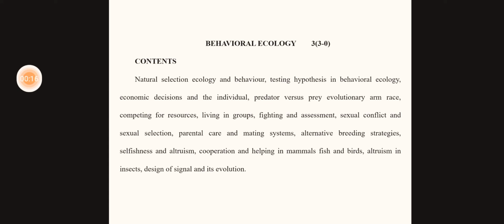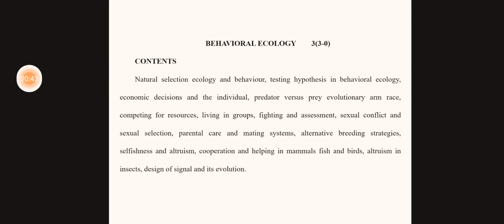Today is our first lecture regarding behavioral ecology, and we will study the behavior of living organisms or animals with their environment: how they behave, how they capture their prey, how they react with the environment, how they live in a habitat or the place where they live, and how they interact with each other.